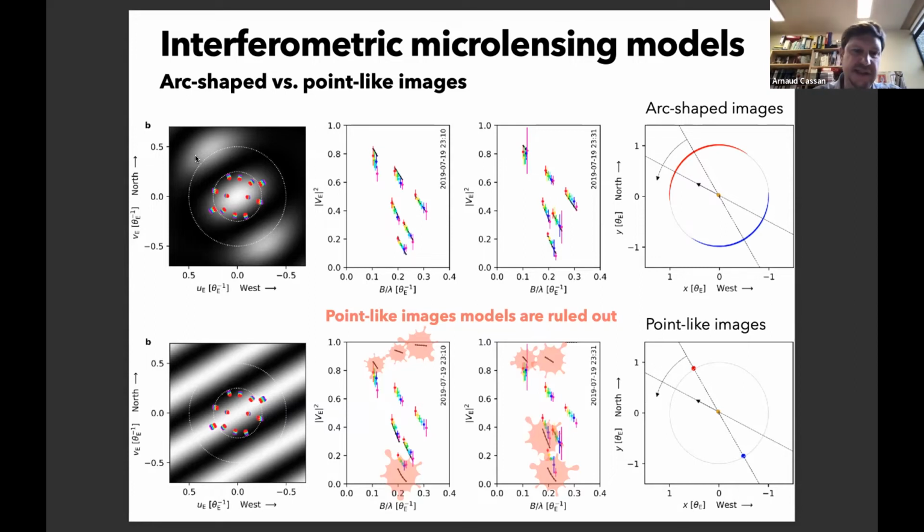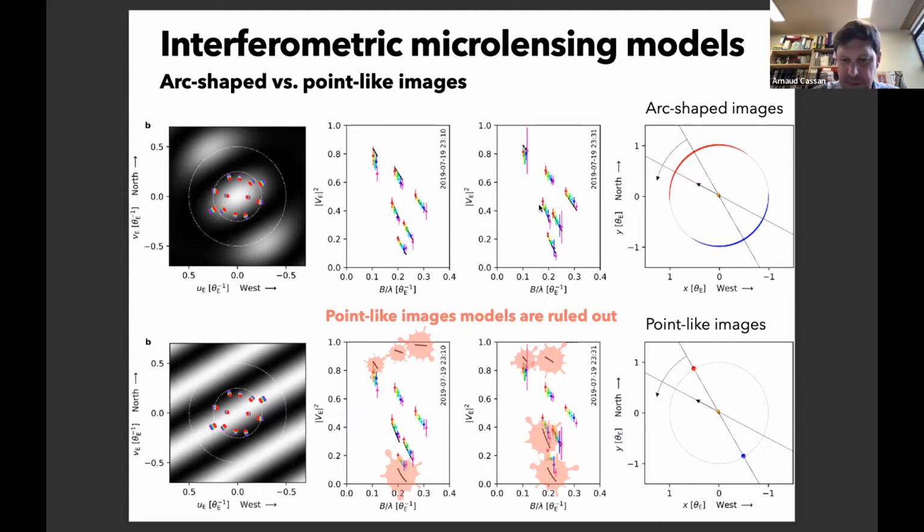Here you see the visibility, the squared visibility, and the observation, all the points on it. If you assume that the images are not arc-shaped but point-like, then you have this classical, very simple pattern, but you don't fit the data at all. So what we have done is that we first took the three epochs and fit them independently, without any timing of how we would expect the image to rotate.